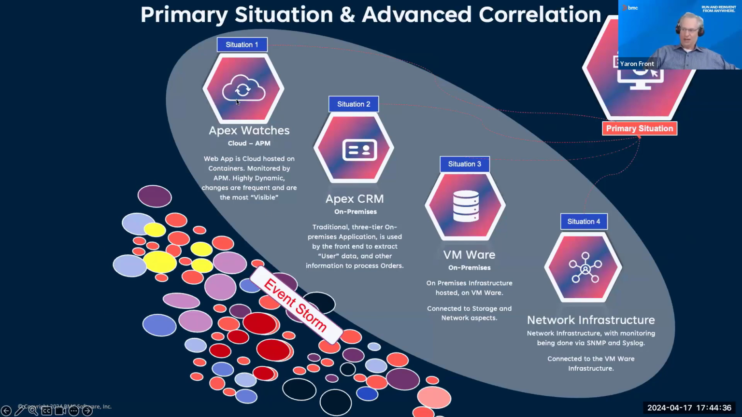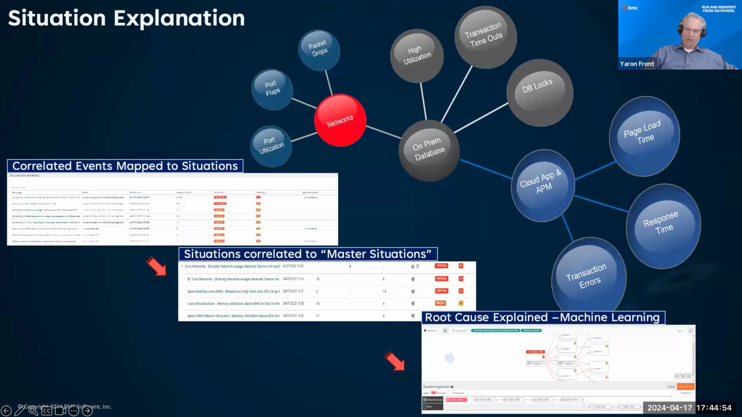So what we're going to see is that Apex Watches is monitored by cloud APM. That's getting its events. So are the other ones. So we're going to have multiple situations rolling up to one primary one. And then we're going to talk a little bit about what we do with a situation. The first thing is that we correlate the events to the situations. We create a master or a primary situation, and then we can do root cause analysis. And we're going to see that in the demo.